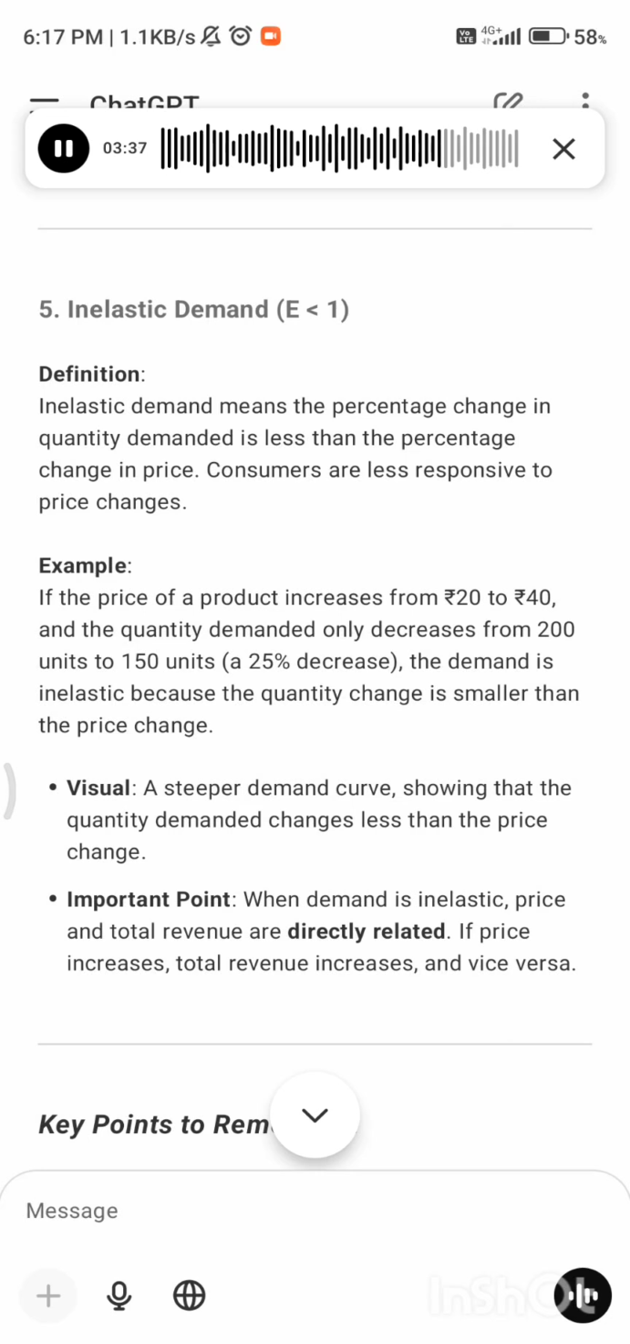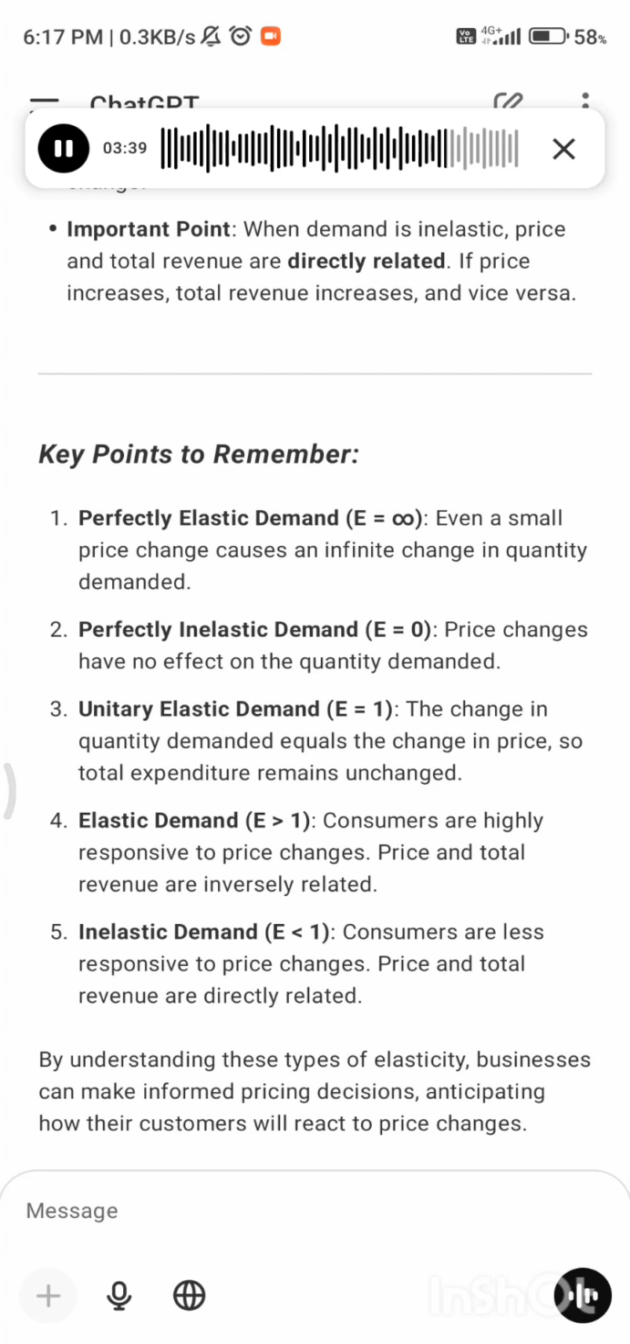Important point: when demand is inelastic, price and total revenue are directly related. If price increases, total revenue increases, and vice versa. Key points to remember. 1. Perfectly elastic demand, E equals infinity. Even a small price change causes an infinite change in quantity demanded.